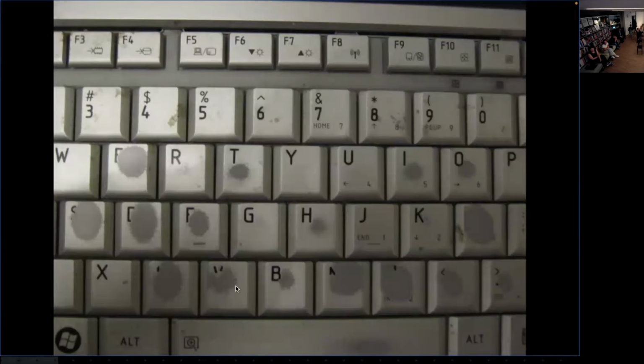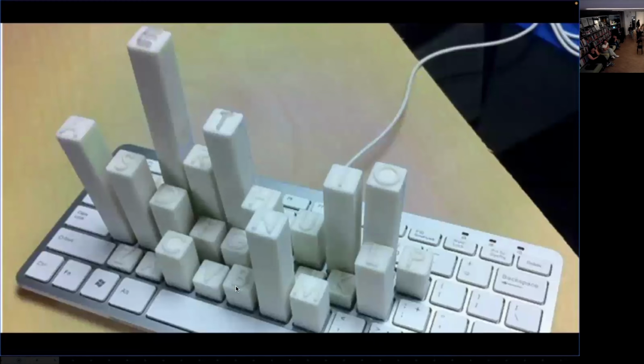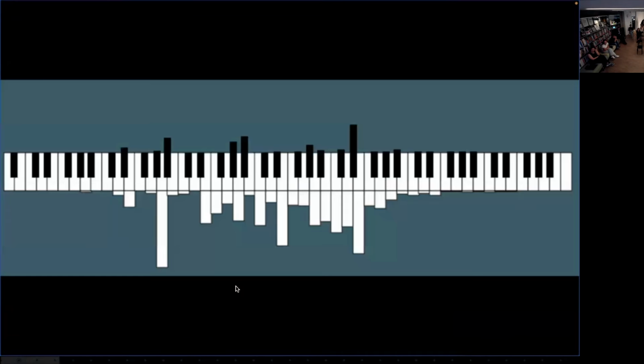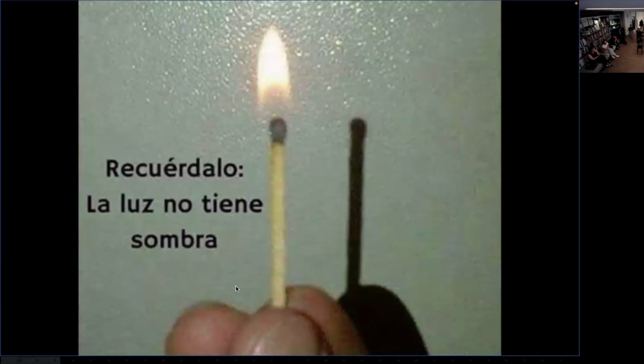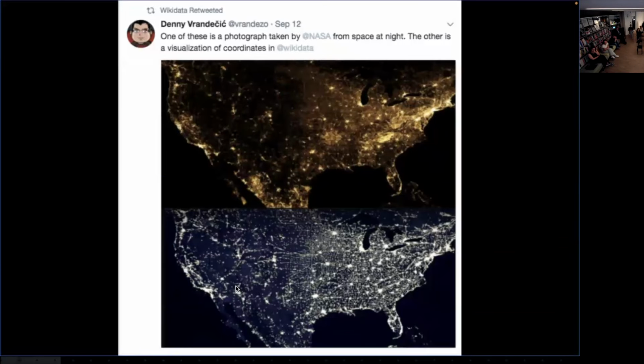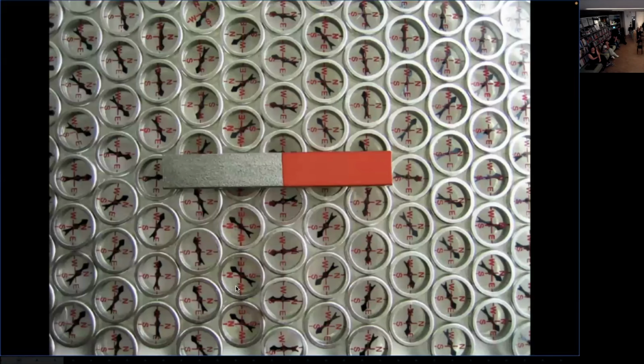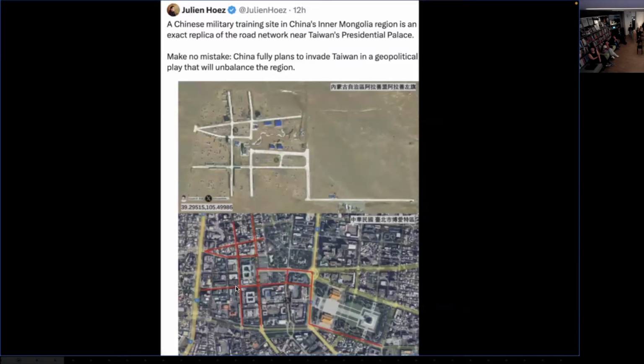An autonomous visualization, frequency of keys being used in a keyboard. Same idea with 3D printing. Same idea with a piano keyboard. Light has no shadow. A picture on the top. Wikipedia on the bottom. And this conversation between reality and culture. It's interesting. We're going to look at that more times. Map on territory again. Very interesting.